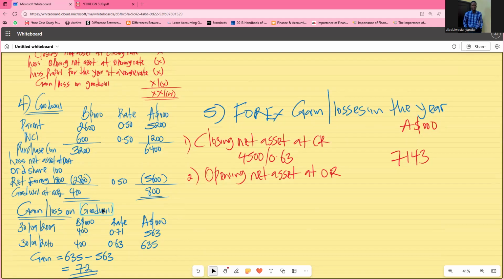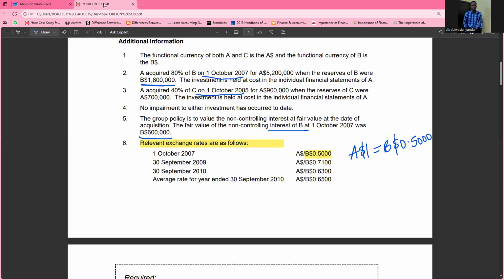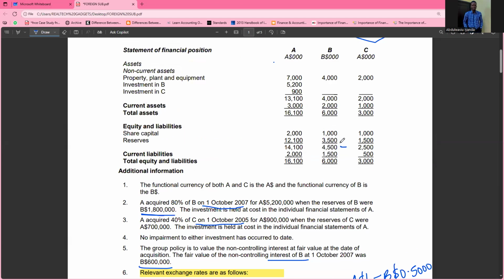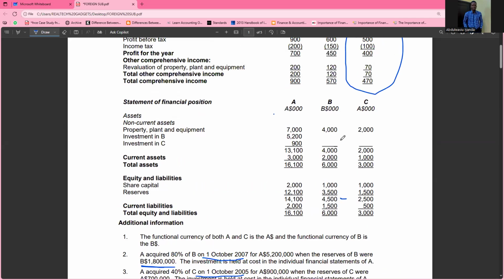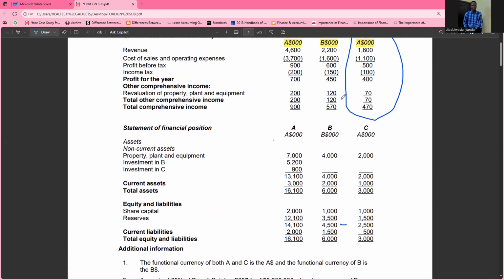Ordinary share will not change. My retained earning is 3.5. You know that the profit for the year is already included, which is this 570. So the total now is 4.5. In this 4.5, I need to remove this 570.